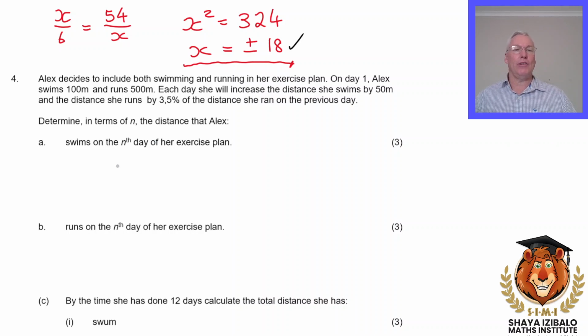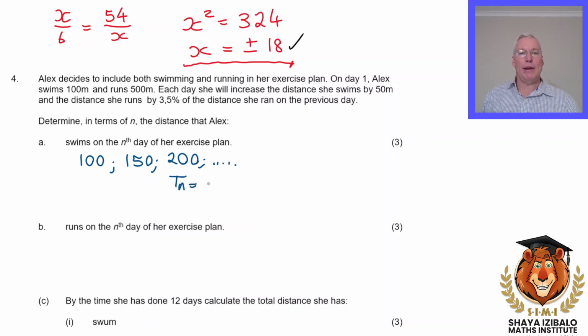Now the safest thing to do here is just to write down a few terms. On day 1 she swims 100. All right, and then on each subsequent day she swims 50 meters more. So on the next day, 150, and on the next day, 200. And what sort of sequence have we got here? Yep, we got an arithmetic sequence. So on the nth day, remember the formula for the nth term, a plus n minus 1 lots of d.